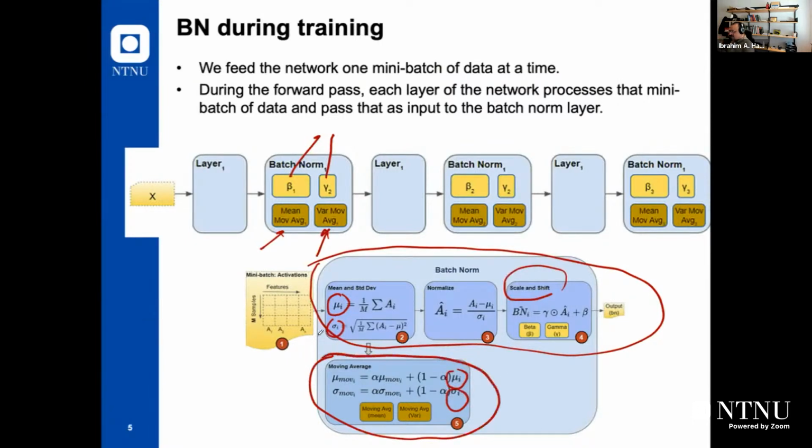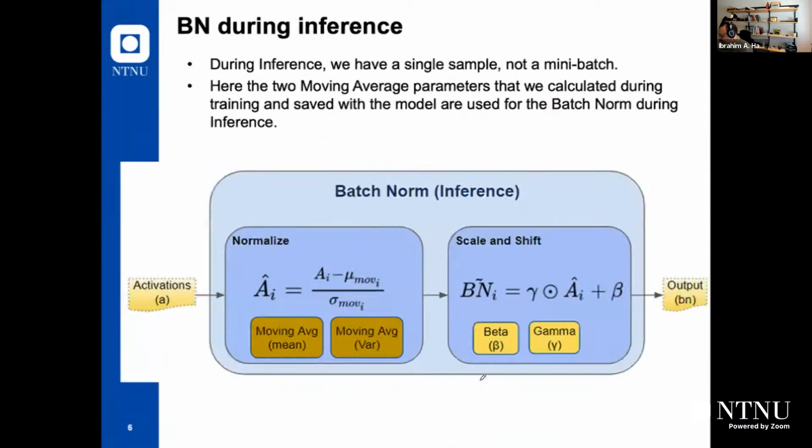We will keep them for the testing phase. So this batch normalization has 2 phases: one phase in training and one phase in testing. In training, we do those calculations in the forward pass, but each time we also update the mu moving average and the sigma moving average, and we store them. We will not use them there, but we will keep them for inference or for testing. So during inference, we have those numbers stored, right? We will have this mu moving average and the sigma moving average.